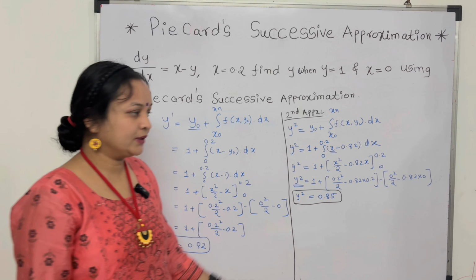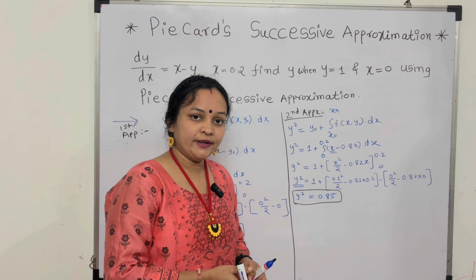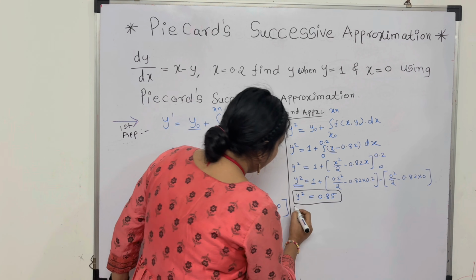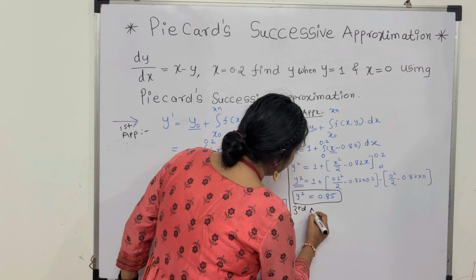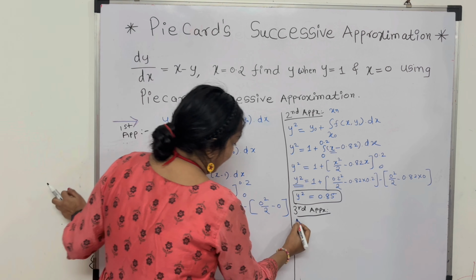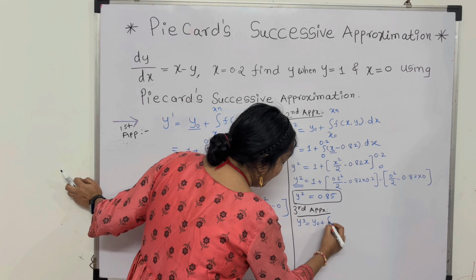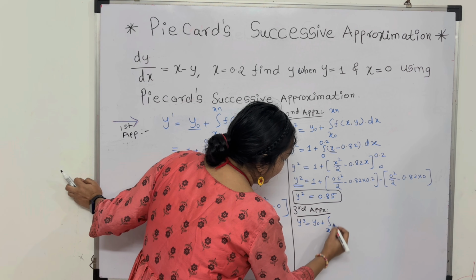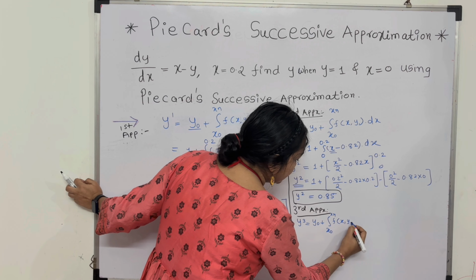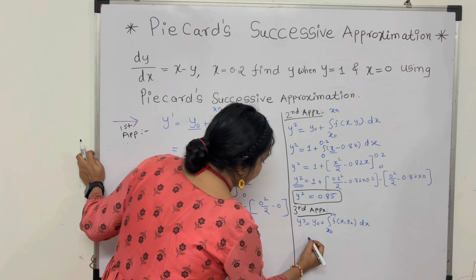Now, because the first value is 0.82 and the second value is 0.85, you perform the third approximation. If you get nearby values, up to 0.85, then you stop the iterations there, right? Now just go for the third approximation in the same manner, right? So again you are supposed to calculate y3, that is nothing but y0 plus the integration from x0 to xn of the function f(x) where now you consider y2 into dx, right?